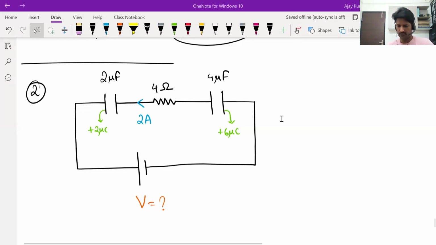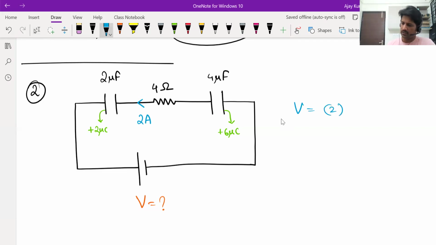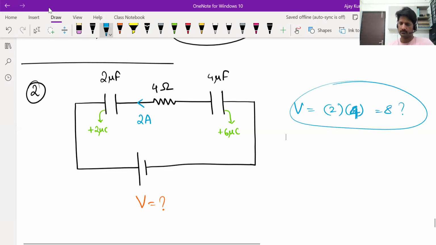So we need the voltage of the battery. We can't use Ohm's law directly. We can't say V is equal to IR. Can one of you tell me why we can't write V is equal to I into R and say it is 8 volts? Why is this not correct? There are other components in the circuit. Yes, the battery is not directly connected across the resistor.